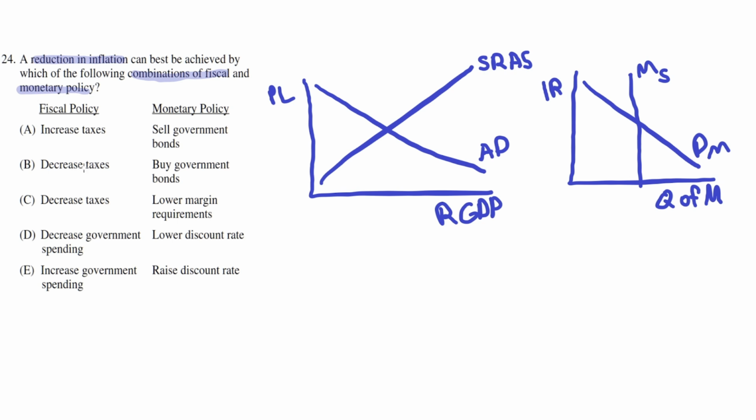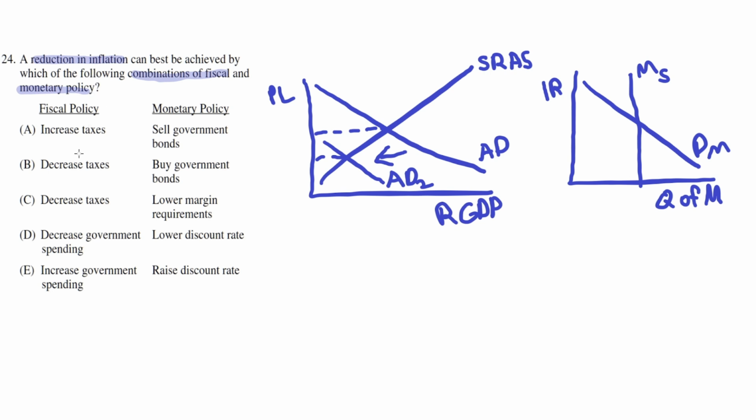Now, for option choice A, we're told that for fiscal policy, there's an increase in taxes, and for monetary policy, the central bank sells government bonds. So an increase in taxes will result in less consumption spending because the people have less money to spend. So with less money, they spend less. And spending less means that the aggregate demand shifts to the left. And this shift to the left could be represented by the following curve, AD2. And we can see that price level is originally up here, and now after the shift, price level drops to down here. So this does lead to a reduction in inflation.